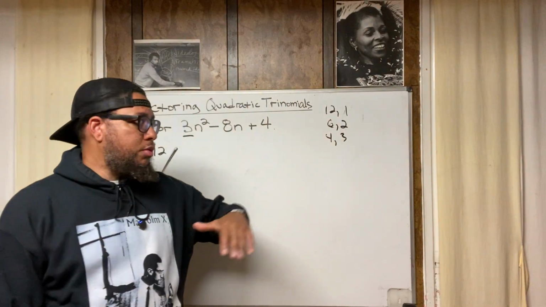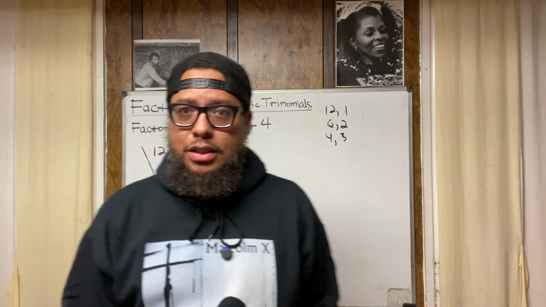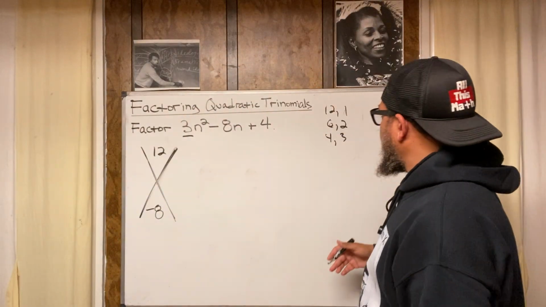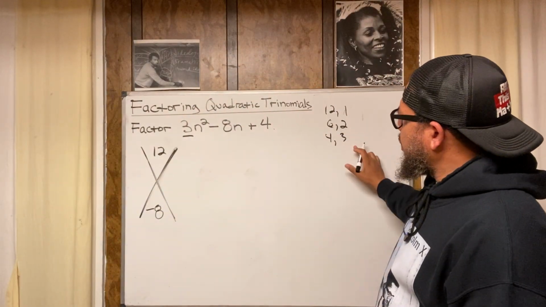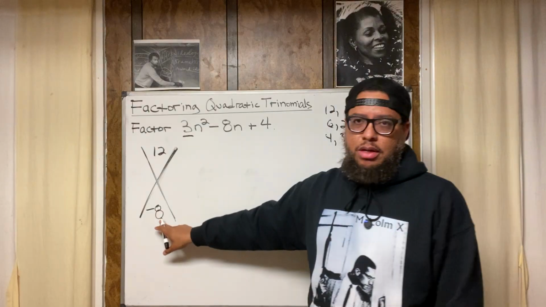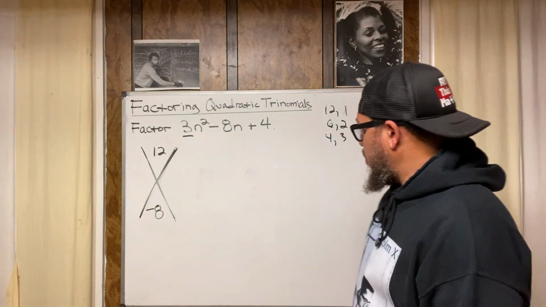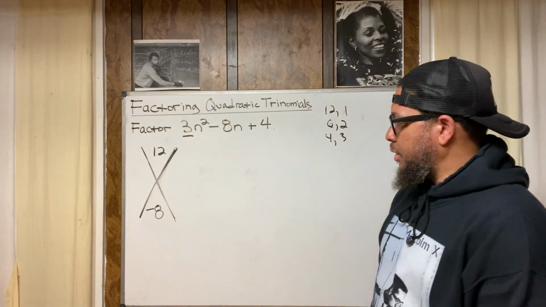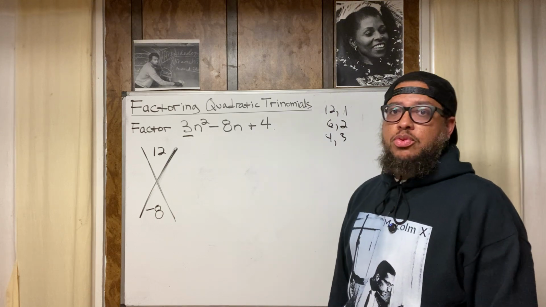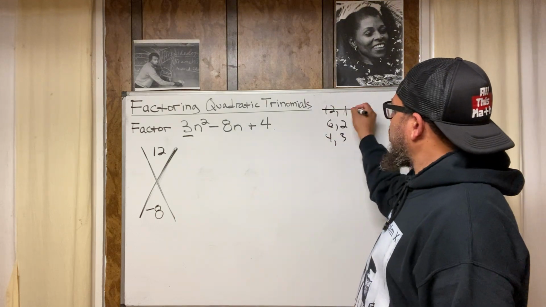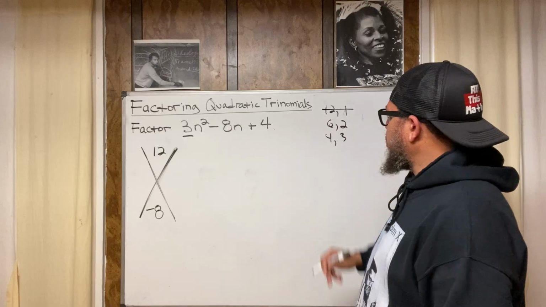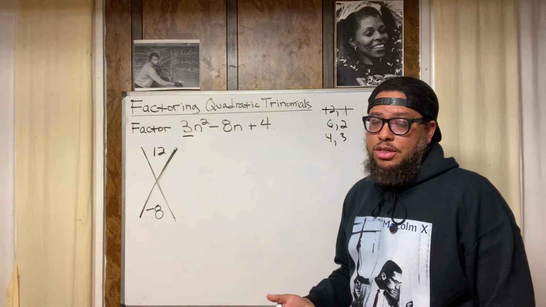All right. So now the game part of this, the fun part of this, is figuring out which pairs of these numbers will add up to this negative 8. All right. So I know 12 plus 1 ain't going to add up to negative 8. That ain't going to happen because 12 plus 1 is 13. So cross that off the list. Then I say, well, 6 plus 2. 6 plus 2 adds up to positive 8.